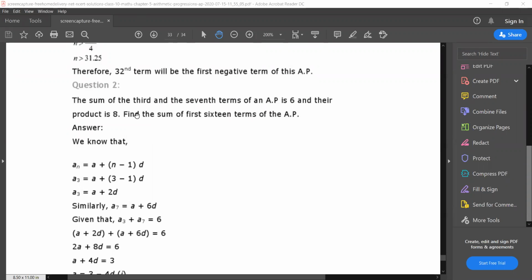After that, we need to find the sum of the first 16 terms of the AP. So by using the formula Sn is equal to n upon 2 bracket start 2a plus (n minus 1) into d, we get our answer.